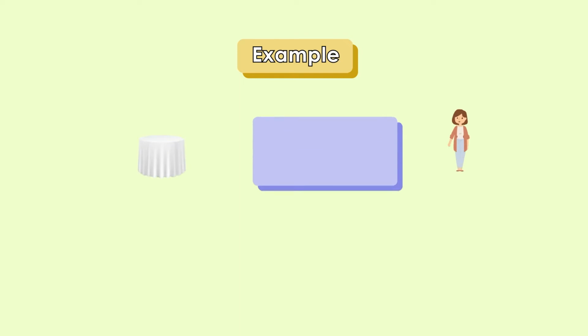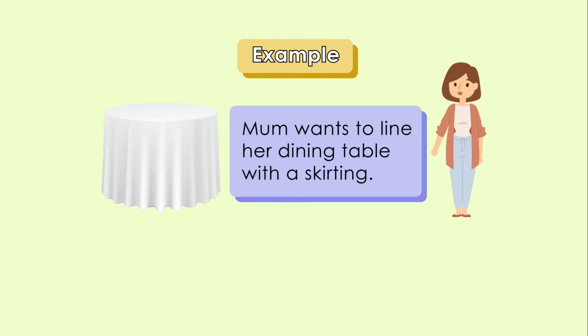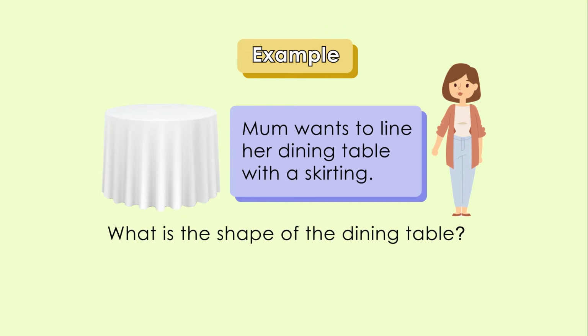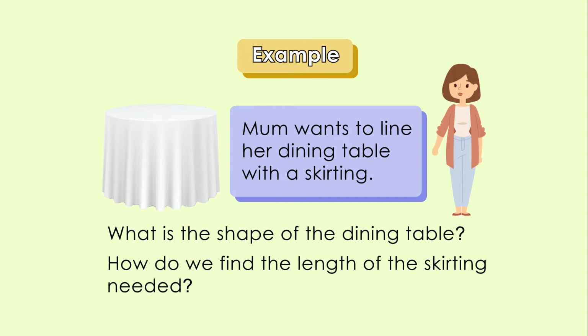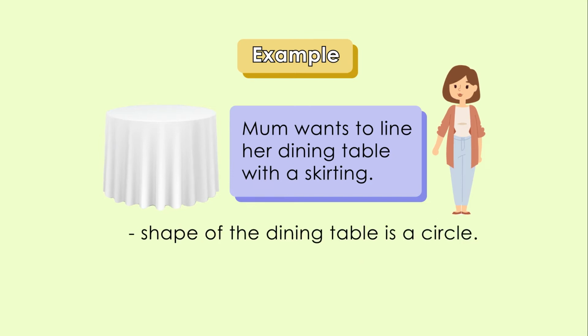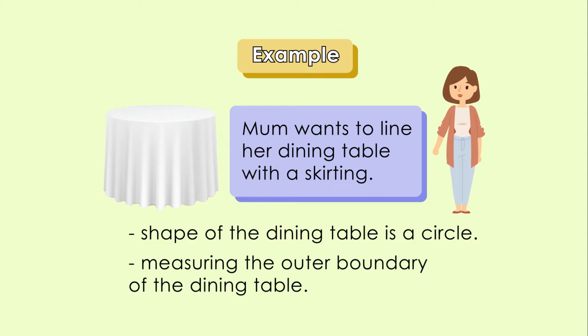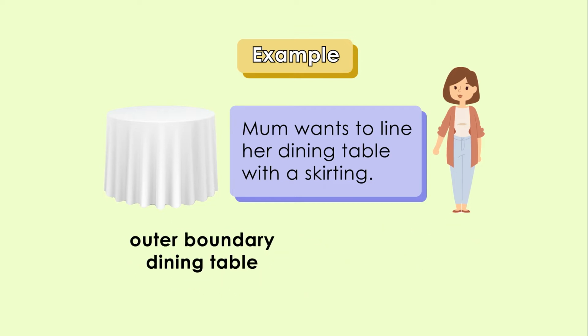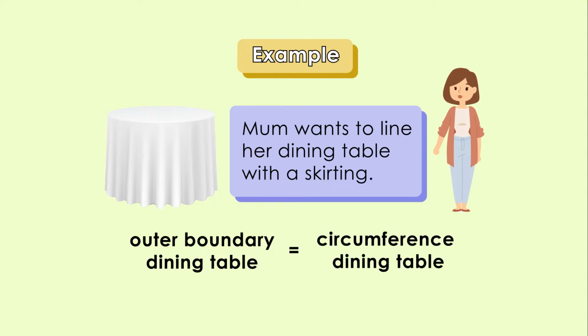For example, Mom wants to line her dining table with a skirting. What is the shape of the dining table? How do we find the length of the skirting needed? You are right! The shape of the dining table is a circle, and we can find the length of the skirting by measuring the outer boundary of the dining table. The outer boundary of the dining table is a round shape. We call it the circumference of the dining table.